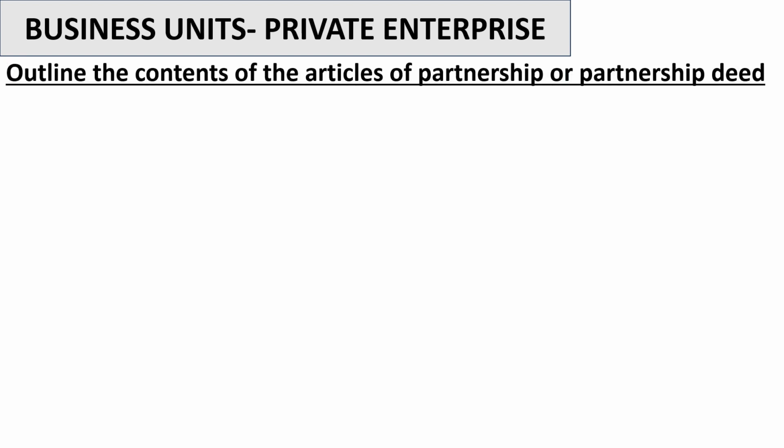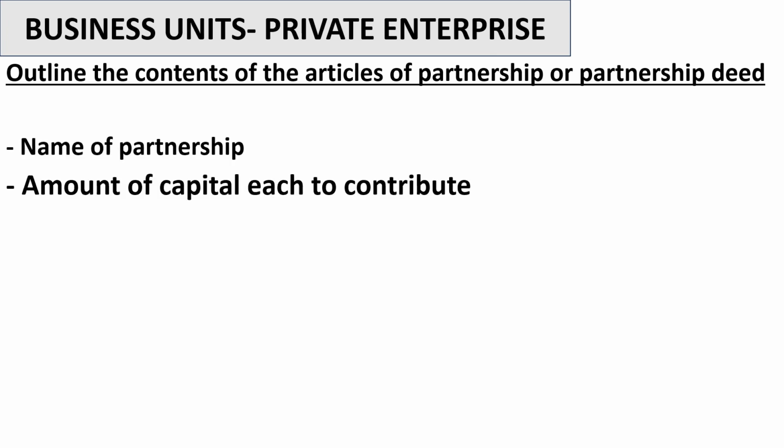So this document called a partnership deed, what does it have? A question can come which says: outline the contents of the articles of partnership or partnership deed. This document has the name of the partnership. It also has the amount of capital each is to contribute. So if, for example, there are two of you and the business needs 1,000 kwacha, each of you has to contribute a certain amount of capital.